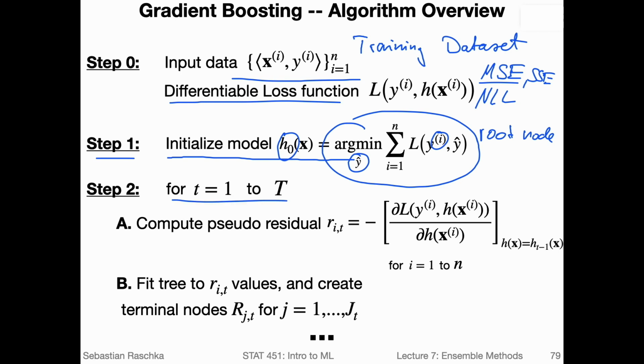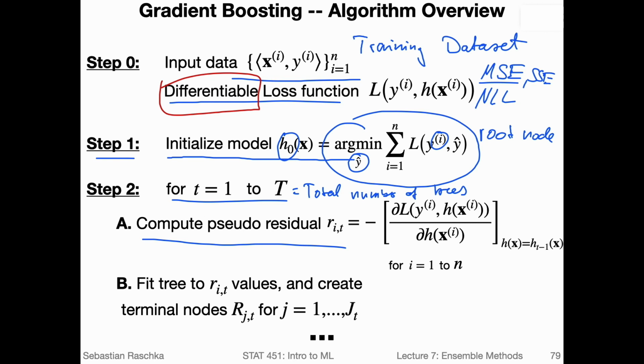And then in the second step we fit the T trees. So T is, you can think of it as, the total number of trees or iterations. And in each iteration we compute the pseudo residual that we talked about before. Before we just said simply that this is the difference between the prediction and the target label. So now in more general terms, so that it works with arbitrary differentiable loss functions. So yeah, one requirement is that this is differentiable.